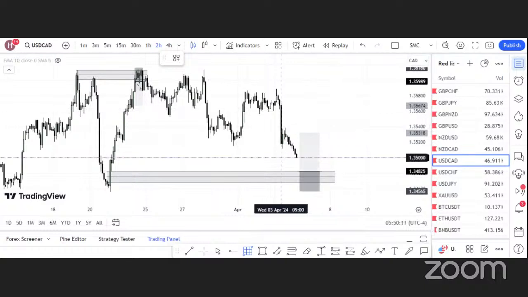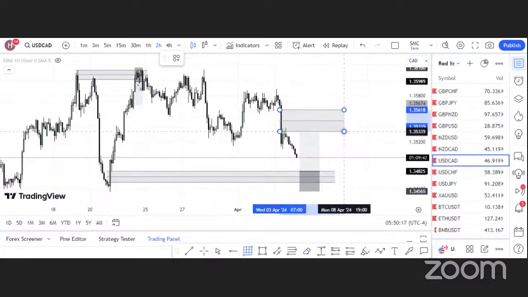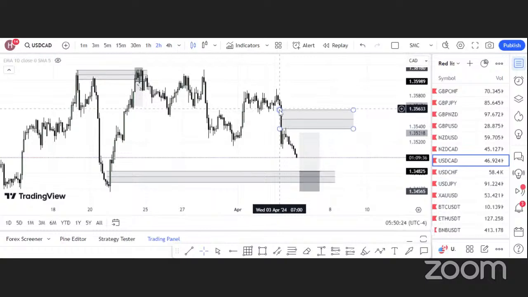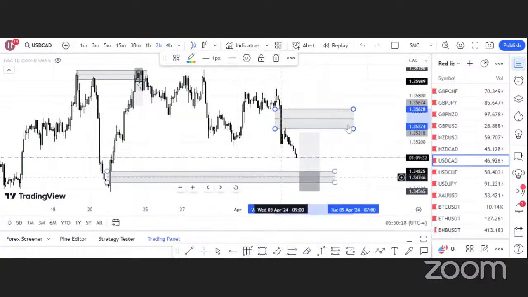And then to complement what we have here, you see we also have a fair value gap above, and I think the market is going to come back. It's going to go back to this fair value gap before it continues its downtrend movement. Okay.